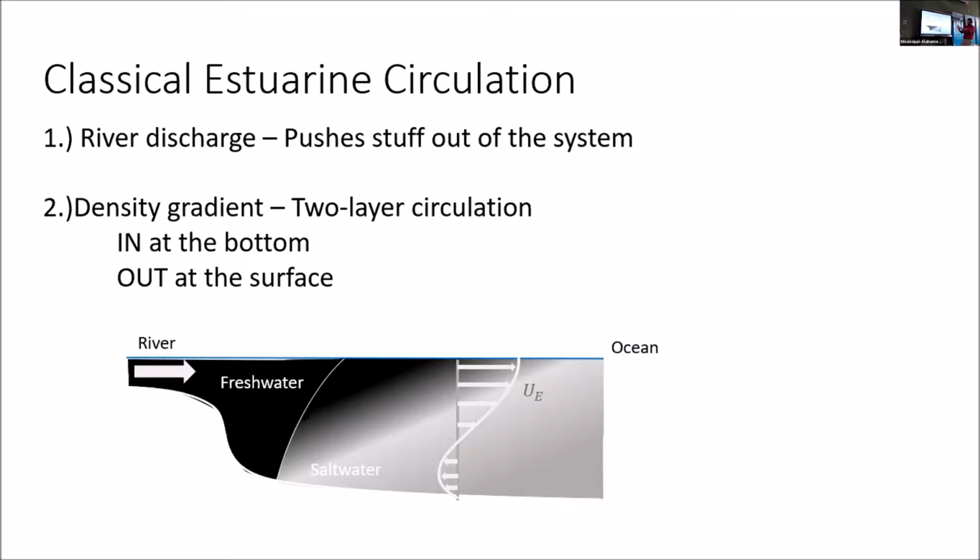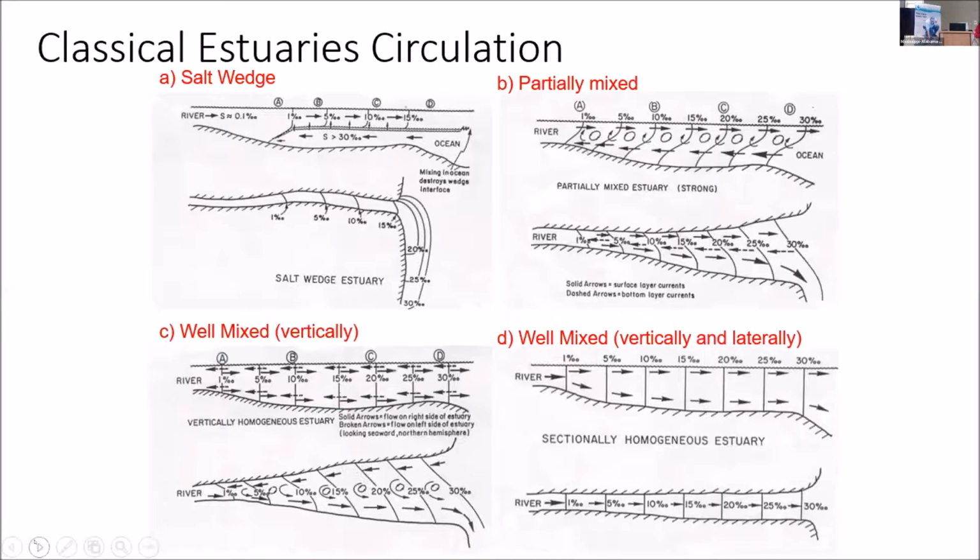This is classic estuary circulation. But the reality is systems are very different. Not all systems are the same, and this gives you an idea of different types of system and what the circulation might look like. There's certain classes, because it's a chaotic world out there, we like to put things in boxes. There's all these different estuaries out there. We try to put them in boxes. These are four typical boxes that you'll put a type of estuary in. You have things like salt wedge, partially mixed, well mixed vertically, well mixed vertically and laterally.